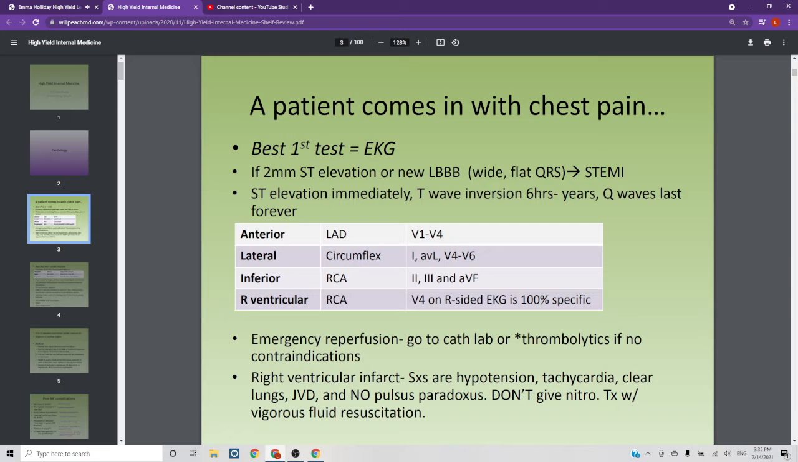So the ST elevation occurs pretty much immediately. And remember, there are some later changes in the EKG after an MI. T-wave inversion happens a little bit later. And then the Q waves, those are our markers of an old infarct. They last pretty much forever.